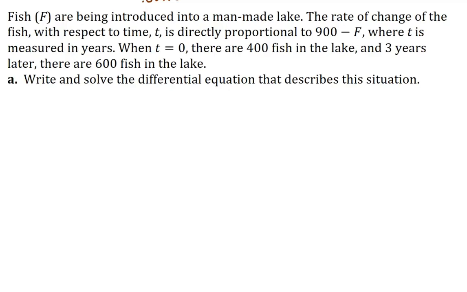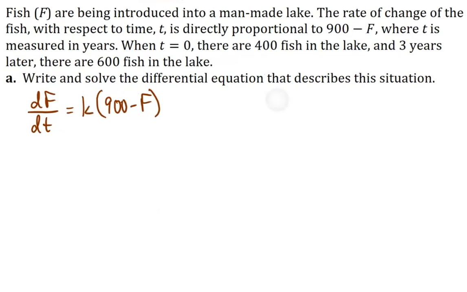The rate of change of fish with respect to time is directly proportional to 900 minus F, and T is measured in years. So this is a differential equation situation because I'm talking about a rate of change of fish over time, and it is a direct variation, but it's not K times F, it's K times 900 minus F. It's a little bit bigger. K times 900 minus F. So I am going to go through the process of solving this by hand because it doesn't quite match the law of growth, but it is exponential.